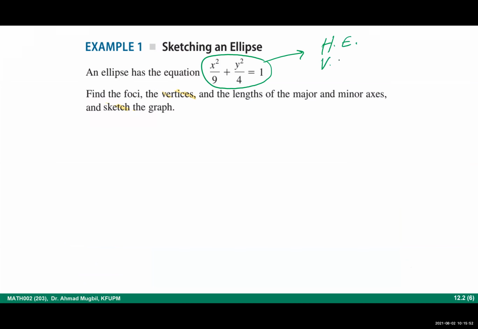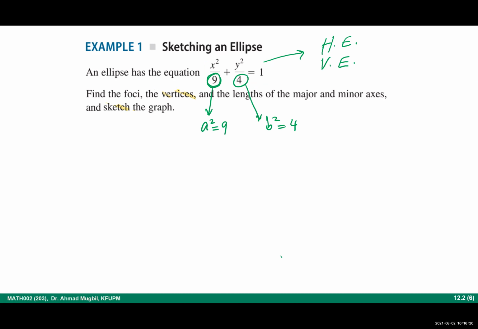HE or VE? Is it horizontal or vertical? Horizontal. How do you know that it is horizontal? The greater number is under the X. Yes. So this is A squared, and this is B squared. The bigger denominator is under X, so X is horizontal.